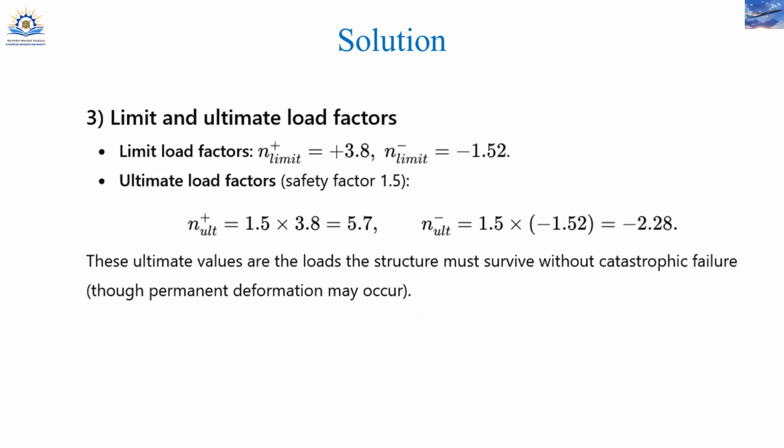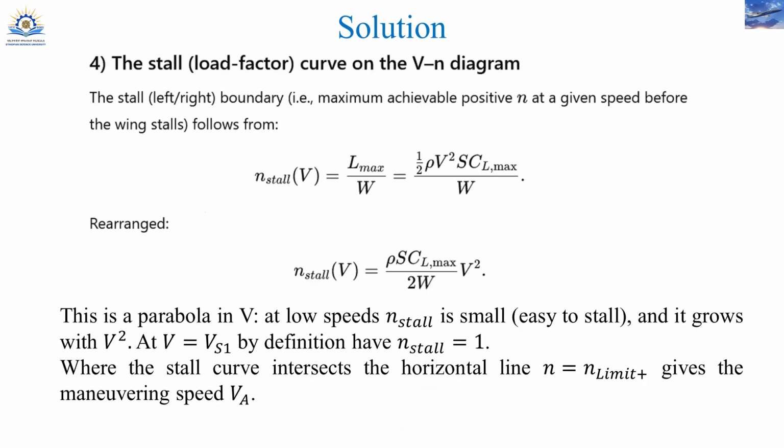So taking the safety factor 1.5, the ultimate load factor is 1.5 times 3.8. The limit load factor is already given. What we are calculating is the ultimate load factor. So the ultimate load factor is the limit load factor times the safety factor, in the negative as well as in the positive. So you can put it.